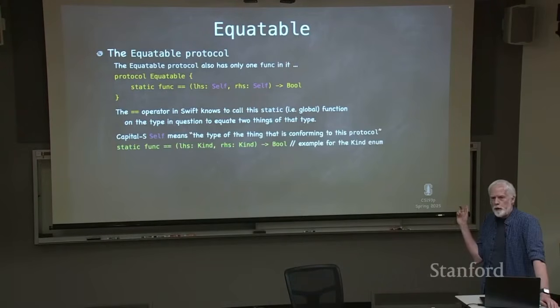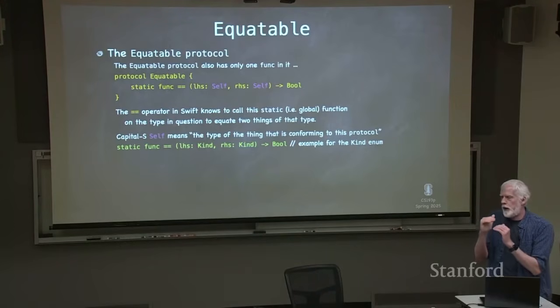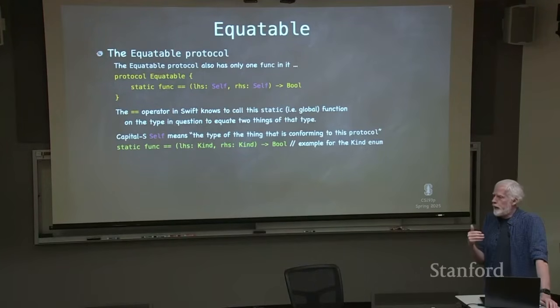Now let's talk about purple Self right here, capital S Self. What the heck is that? We already know that lowercase self means myself inside an instance, right? Inside of a method, like in our inits, we would do self.nameOfOurVar = the var that's the parameter. So that's lowercase self.